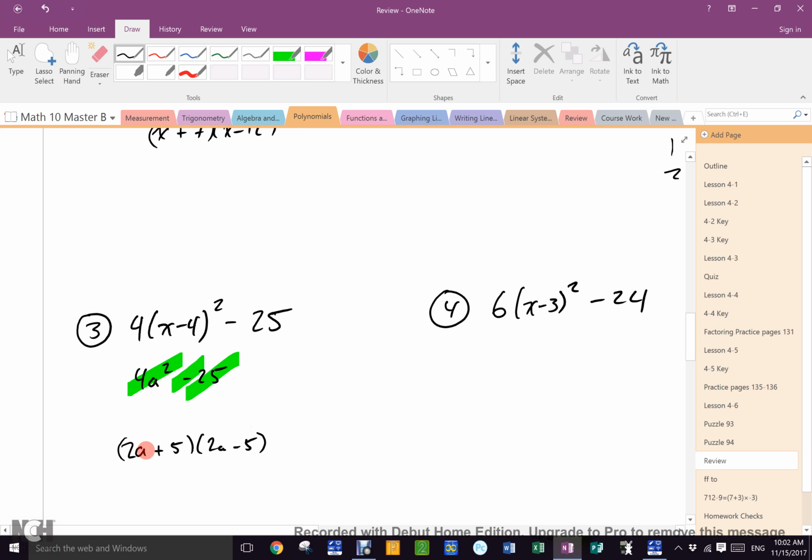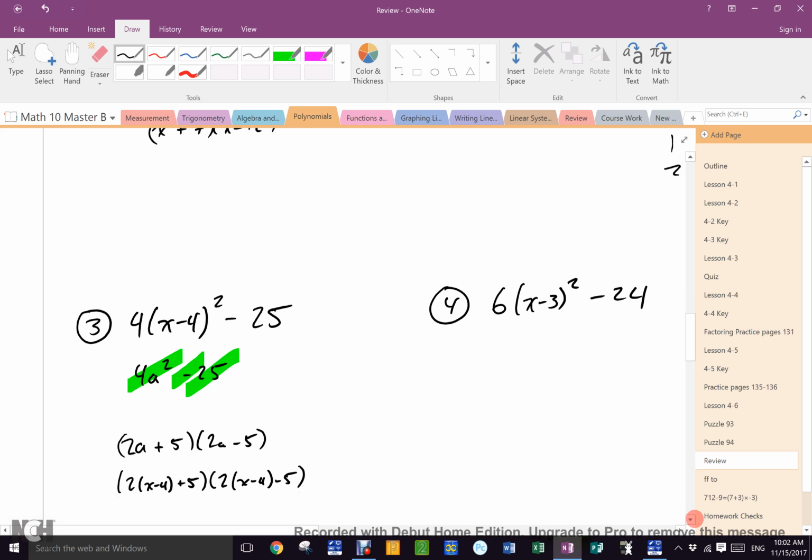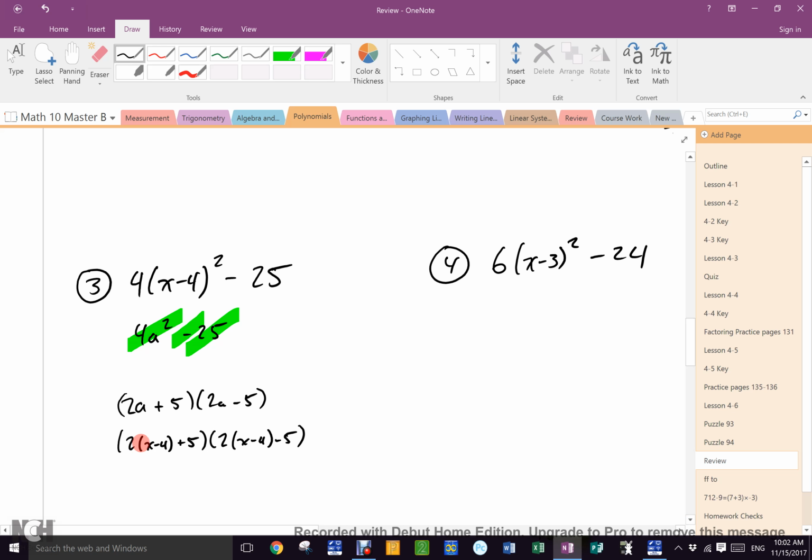But there is no a, is there? It's x minus 4, right? So it's really (2(x minus 4) plus 5)(2(x minus 4) minus 5). Now what do I got to do here? Distribute. Practice for polynomial multiplication, which I am making you do on this test, yes? What is that?